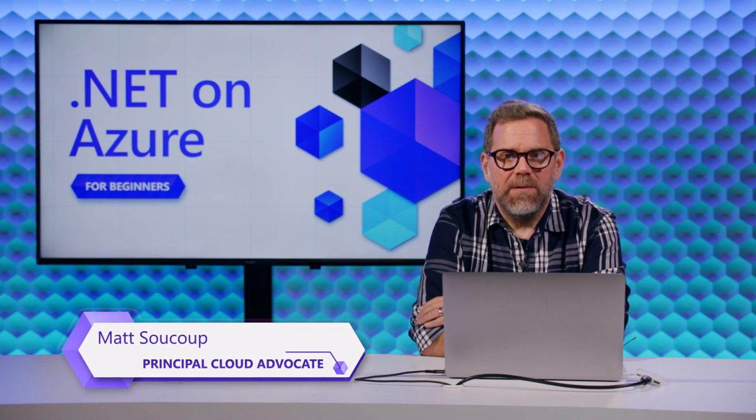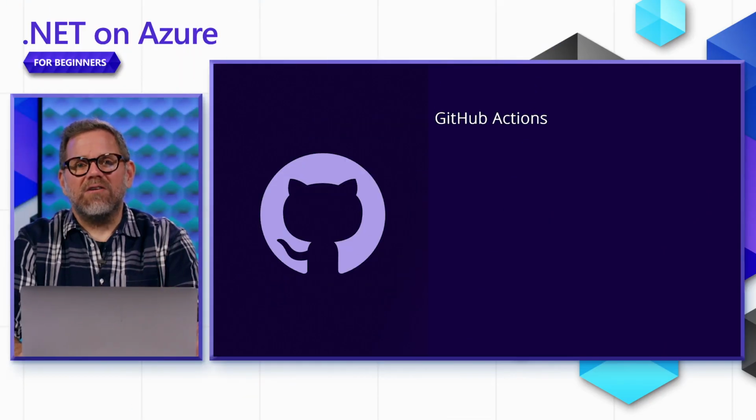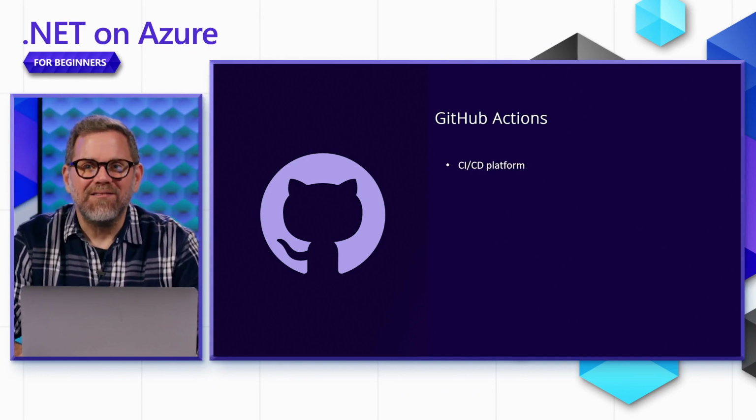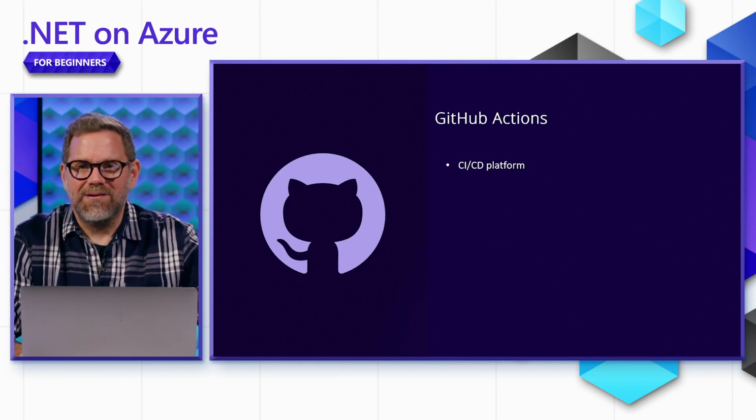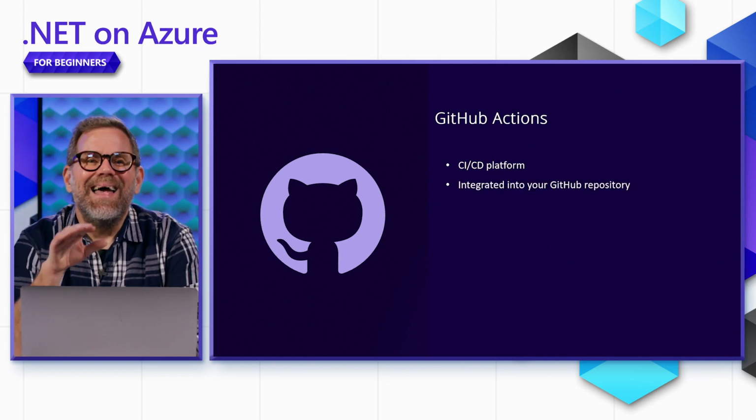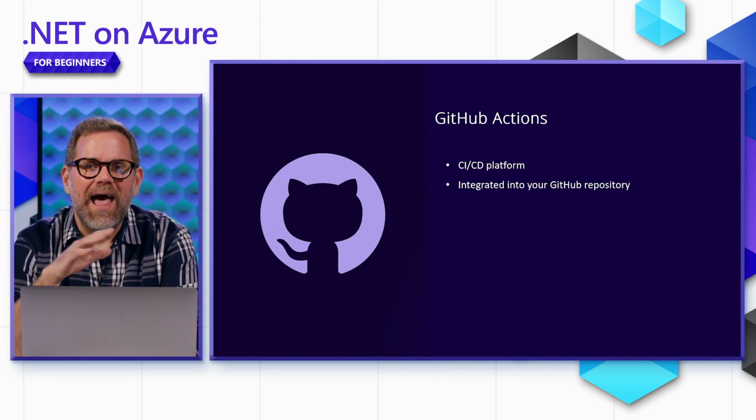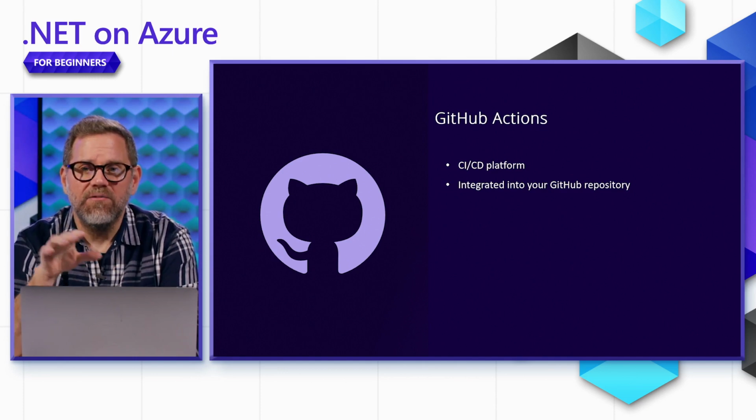My name is Matt Sokup, and in this episode we're going to be talking about continuous integration and delivery, or CI/CD, with GitHub Actions. So let's take a second to talk about what GitHub Actions are. It's a CI/CD platform. Now imagine that, we're going to be talking about a CI/CD platform in a video titled CI/CD. It's integrated with your GitHub repository, which is super cool, in that you can actually create a file, put it in your GitHub repo, and see the CI/CD pipeline run from GitHub's website.